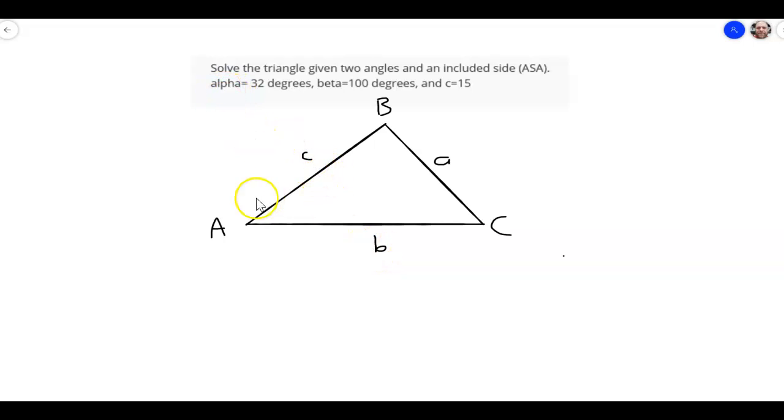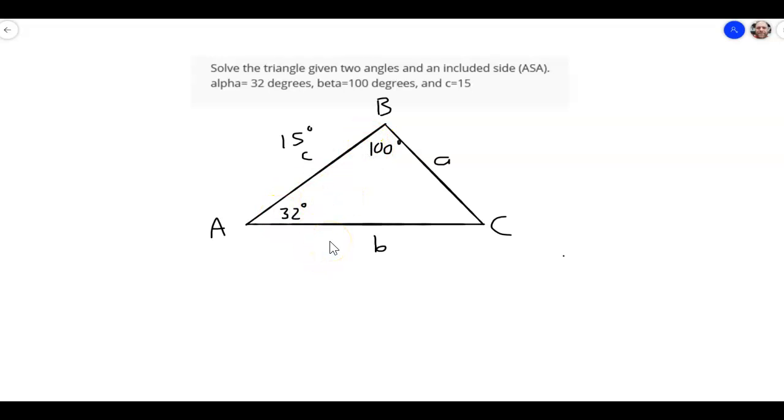So little a goes opposite big A, little b goes opposite big B, and little c goes opposite big C. Now what do they give us? They give us alpha, which is right here, so that would be 32 degrees. They also give us beta, so that's 100 degrees up here. Remember, this is not drawn to scale. And they give us little c, which is a side length of 15. So this is angle side angle. Notice the S is between the two A's. That's because this side is between the two angles.